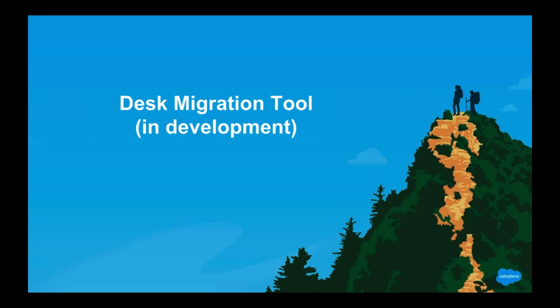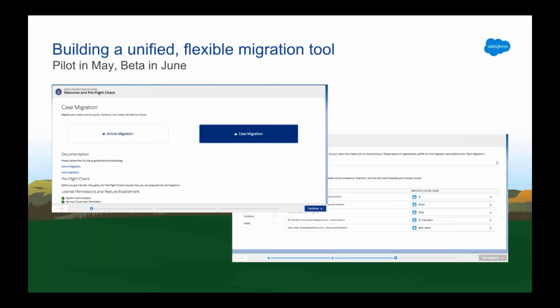I wanted to move on and show you the latest thing we're working on. We're calling this the Desk Migration Tool, and this is still in development. We're hoping to pilot this in the next few weeks, but I wanted to show it to you. Basically, it's a single flexible migration tool that combines the article migration side of things and the case migration. We're looking to pilot this later in the month and have an open beta in June, if everything goes well.